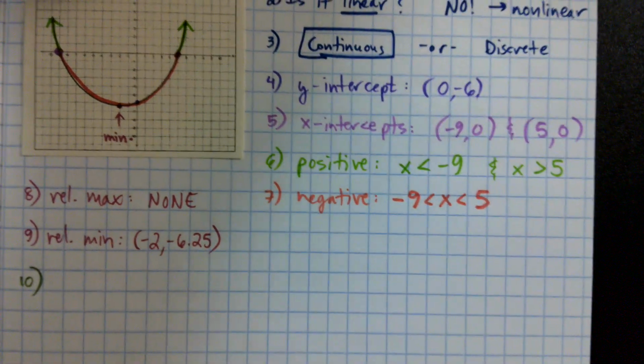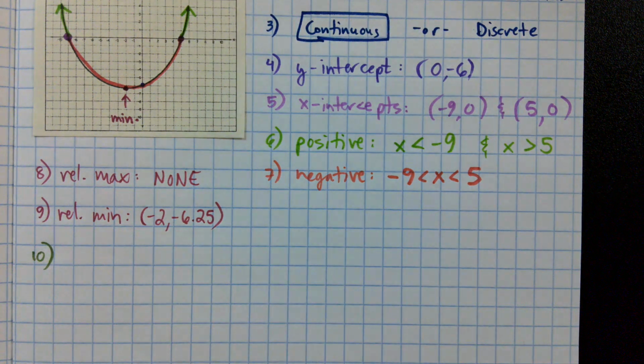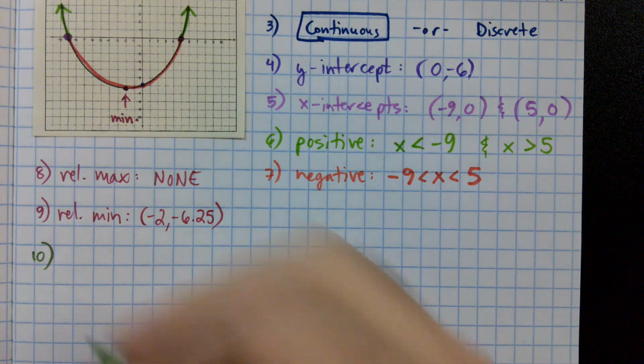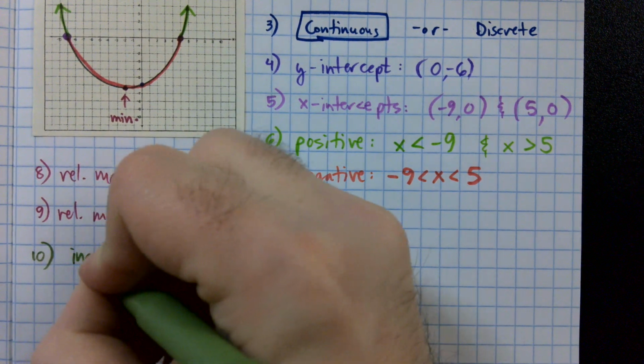So now that I know I have a relative minimum, I can use that to determine when my function is increasing or decreasing. So let's start with increasing.